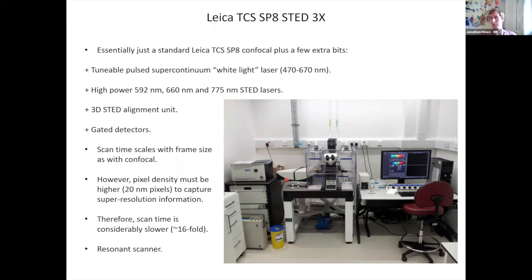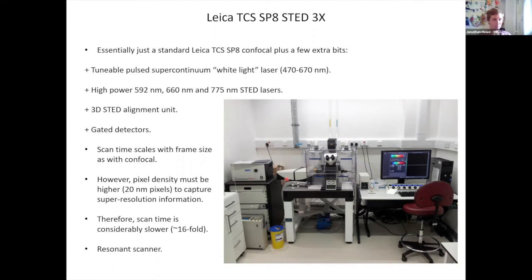This is just a confocal though, so scan time scales with frame size. But the important difference here is that if you wish to achieve improved resolution, so super resolution, you need to make your pixels a lot smaller. And if you maintain the same pixel dwell time, this means you're going to scan a lot slower.